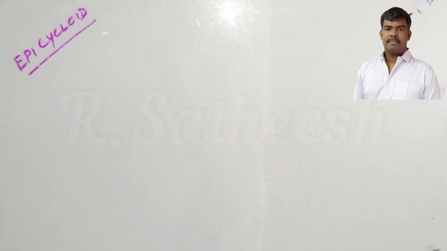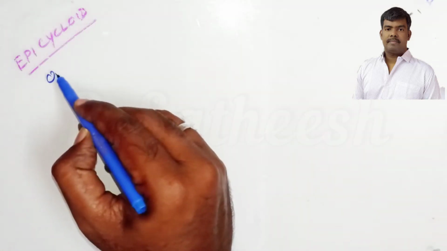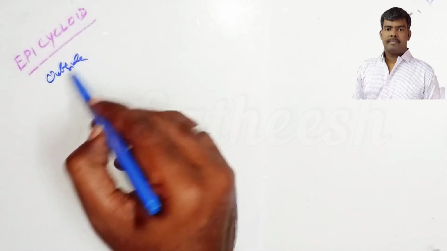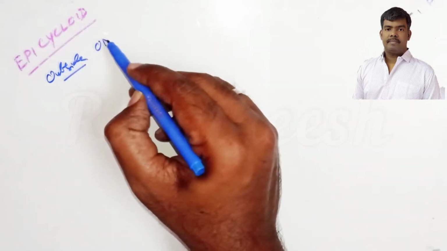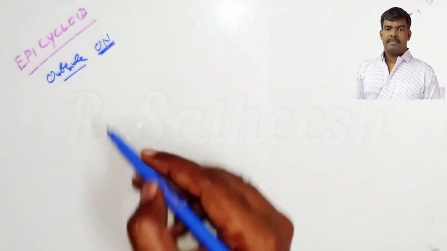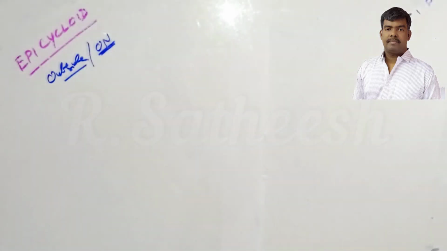Hi students, welcome. So now we are discussing how to construct an epicycloid. Our question is: a ball of diameter 50 rolls on the outside. So in that problem, they mention the outside, or otherwise a rolling wheel rolls on one another. With this type of condition given in the problem, we know that this is an epicycloid only.